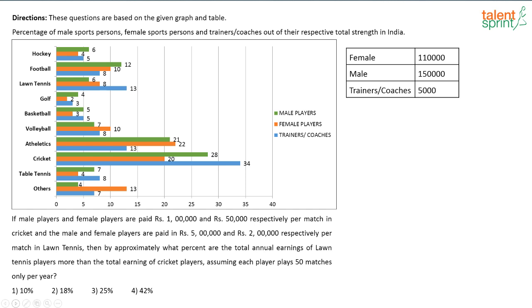Swati, coaches can't be 1,300. See, remember there are only 5,000 coaches, out of which only 40% are there in athletics, and out of this 40%, only 13% are going for track events. So there is something wrong in your calculation, just check.